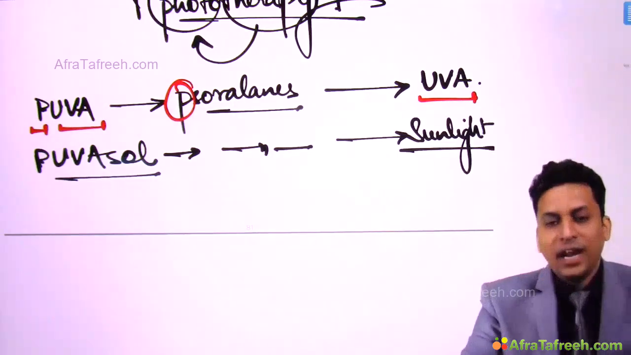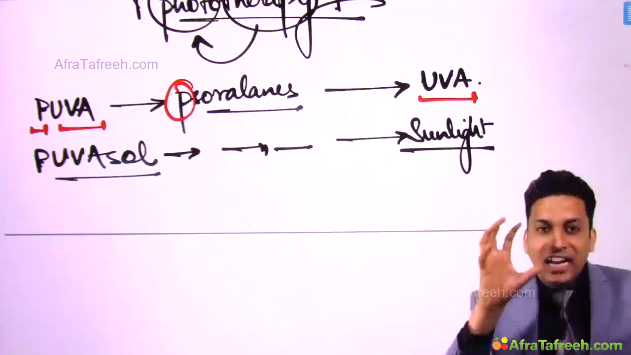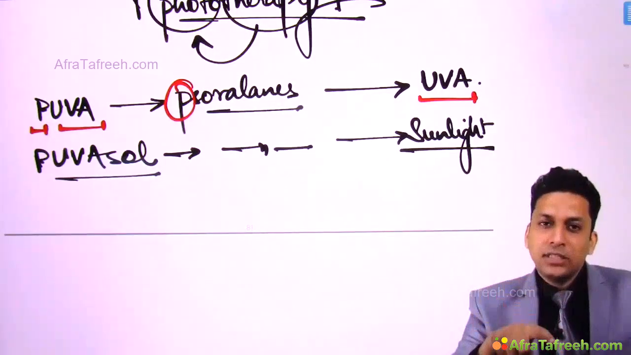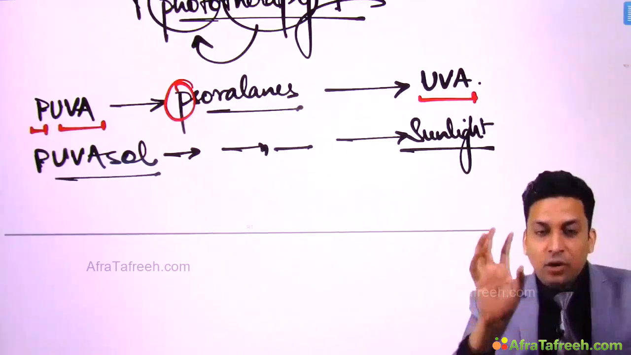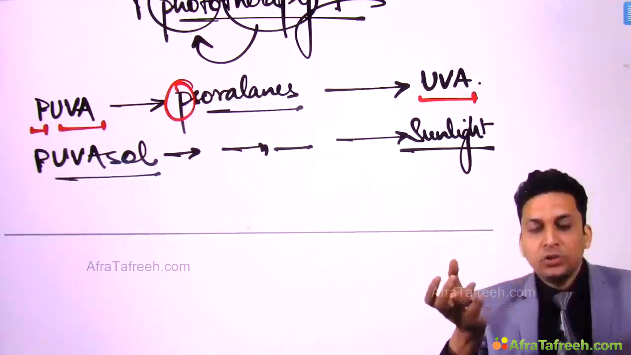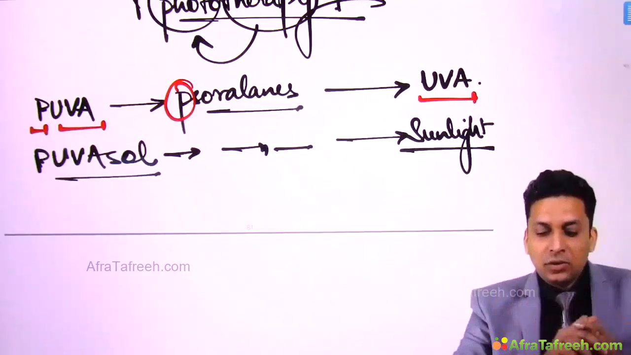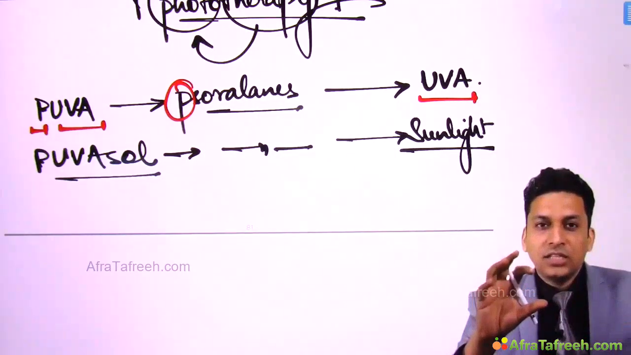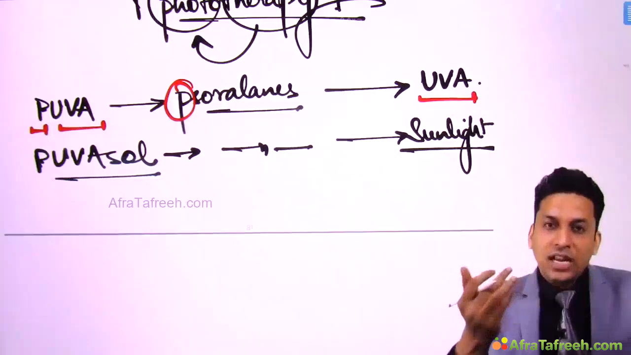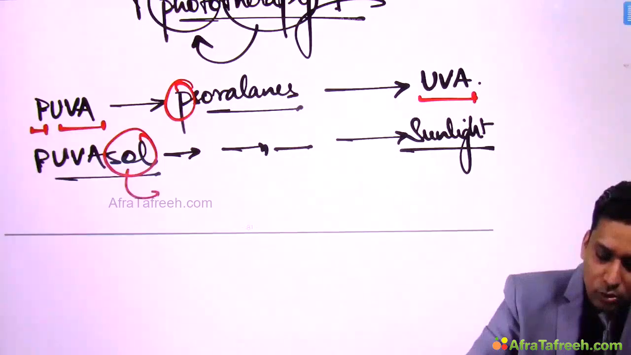So, if you recall, I told you during discussion of UV spectrum that 95% of the UV radiation present in the sunlight is UVA, and we require UVA. So, if UVA chamber or UVA phototherapy is not available, the cheaper source of UVA is sunlight, isn't it? So, 95% of the UV radiation in the sunlight is UVA. So, you can use sunlight. So, you are using which energy? You are using solar energy. So, that's why it is known as PUVA Sol.